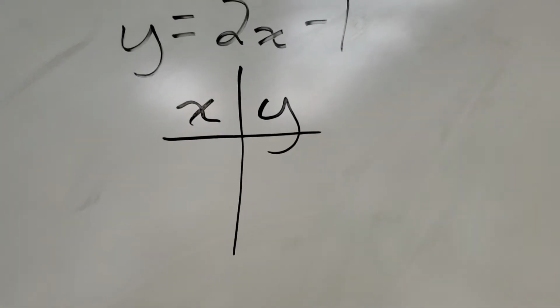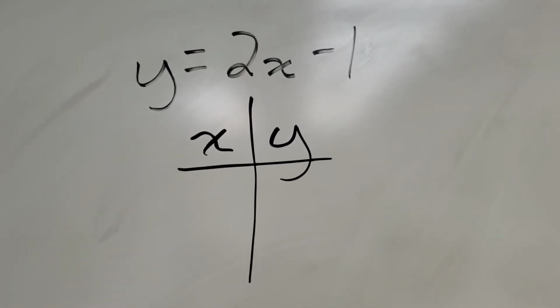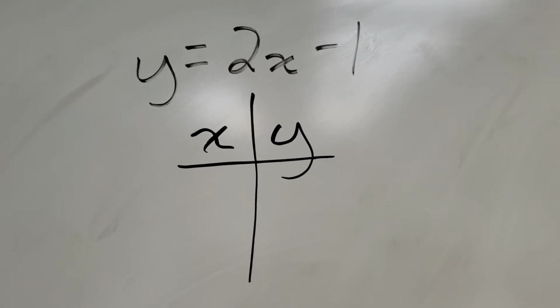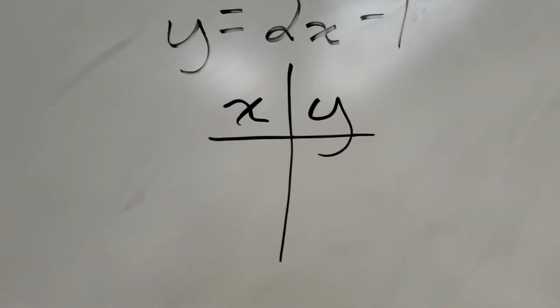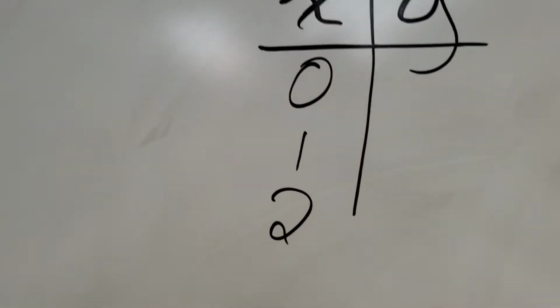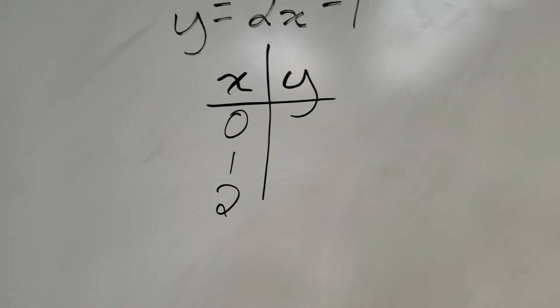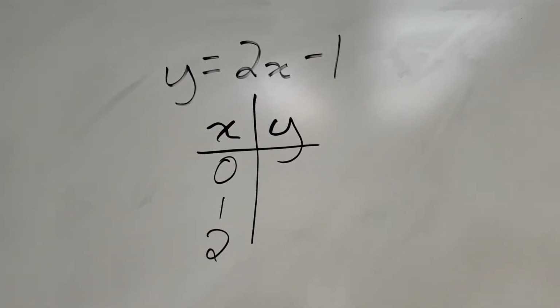And basically, on your little chart, you're just going to make up some values for x. You can use any numbers you want. I'm going to use easy numbers, though, because there's no reason to make it harder than it has to be. So I'm going to use the numbers 0, 1, and 2, because those are easy to work with. So what I'm going to do is plug those values of x into the equation and see what I get for y.